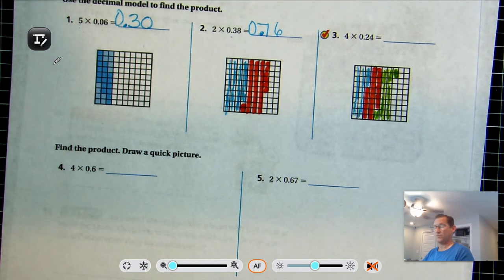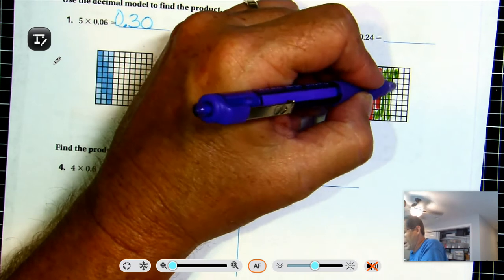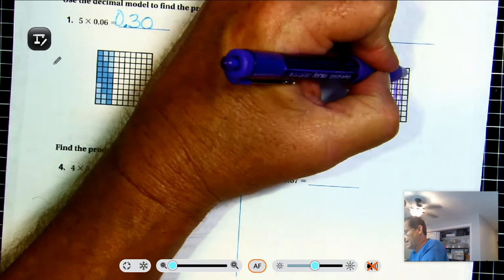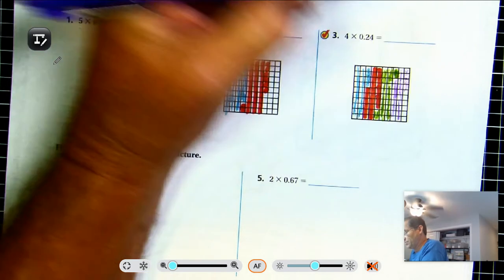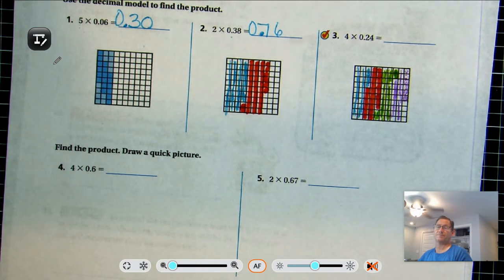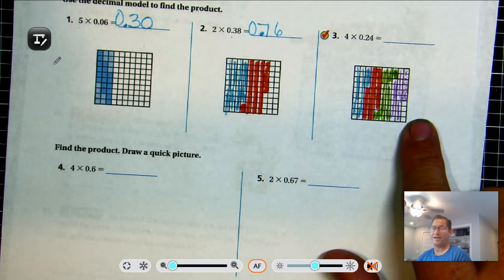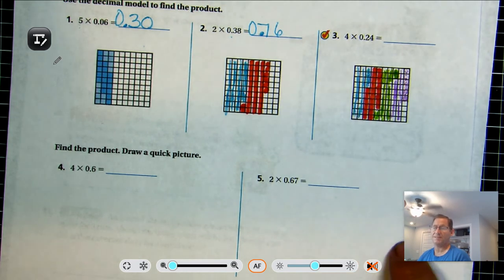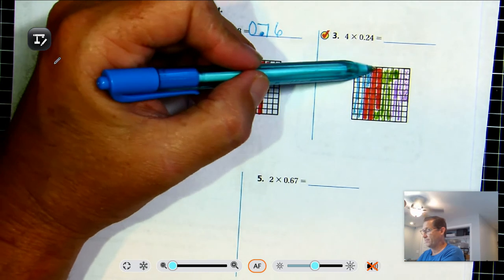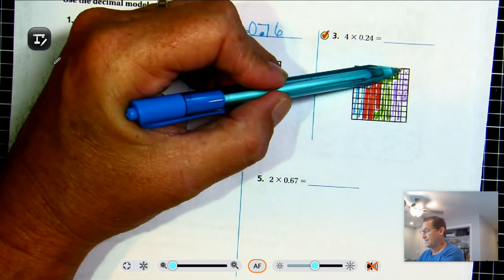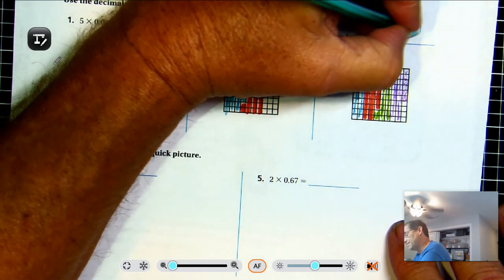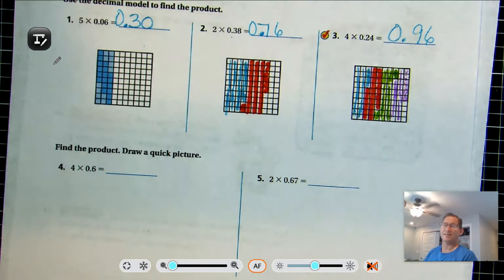Now we need one more set of 24 hundredths. So we have 8, 18, 19, 20, 21, 22, 23, 24. All right, so how many do we have? Well, we only have 4 not shaded. If this is 100, that means there's 96. But we could always count by columns. 10, 20, 30, 40, 50, 60, 70, 80, 90, 92, 94, 96. So 96 hundredths.